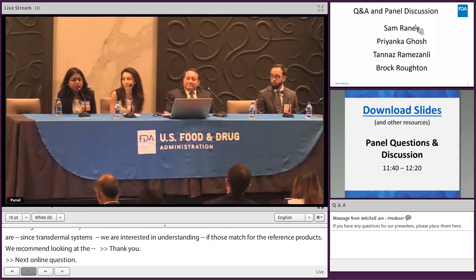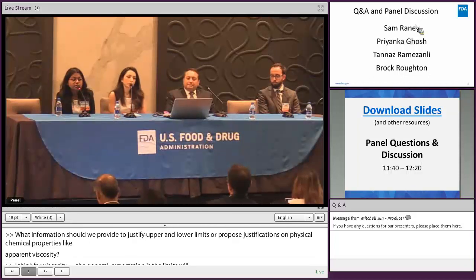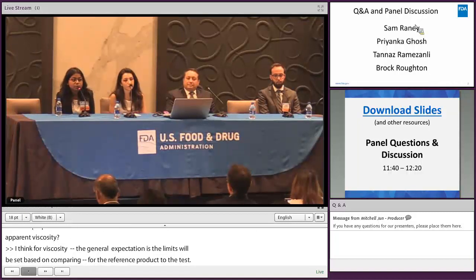So I think for viscosity, or more importantly, when we talk about semi-solid products, we are more looking at rheological assessment. And the general expectation is that the limits will be set based on comparing the whole rheological profile for the reference product to the test. The ranges can be set based on the variability that is observed across the 3 batches of the reference product.